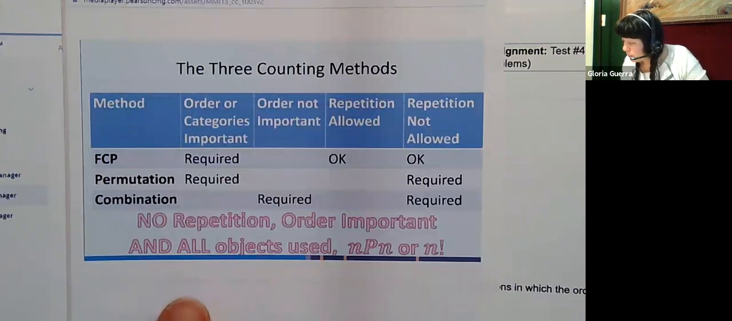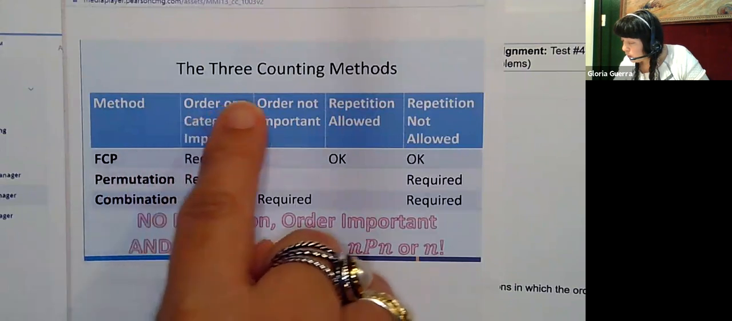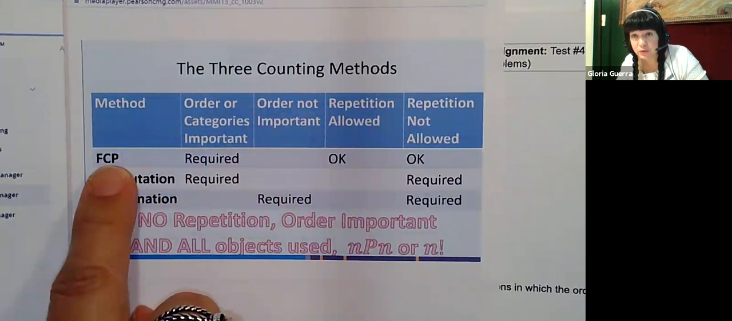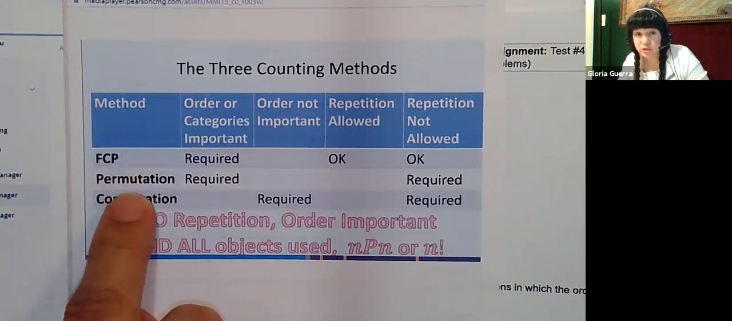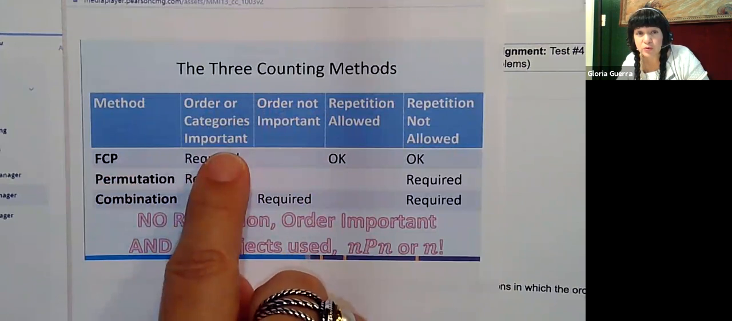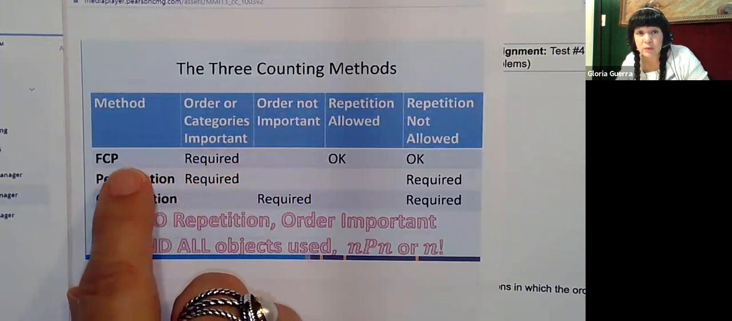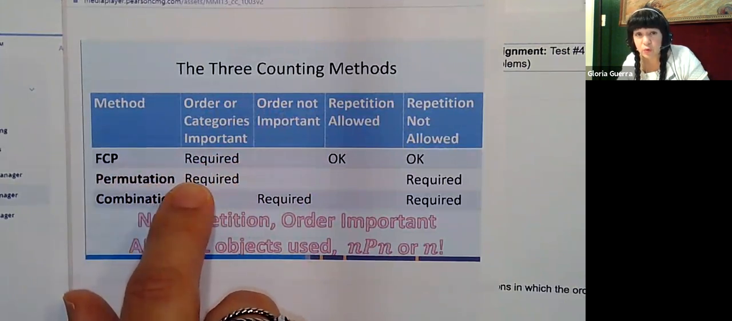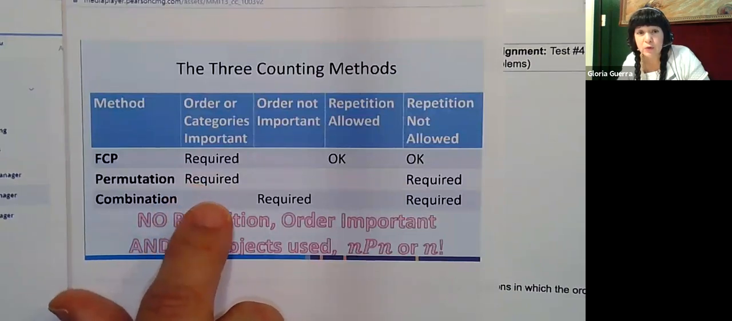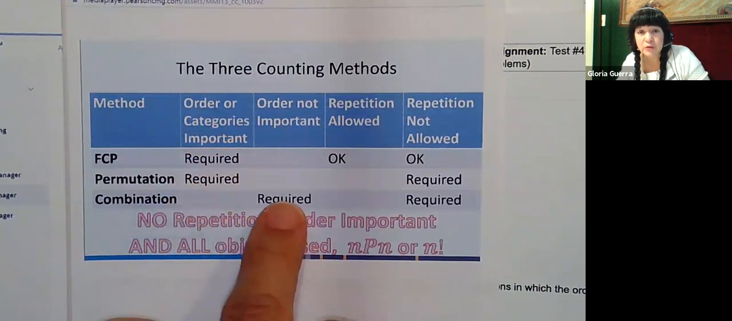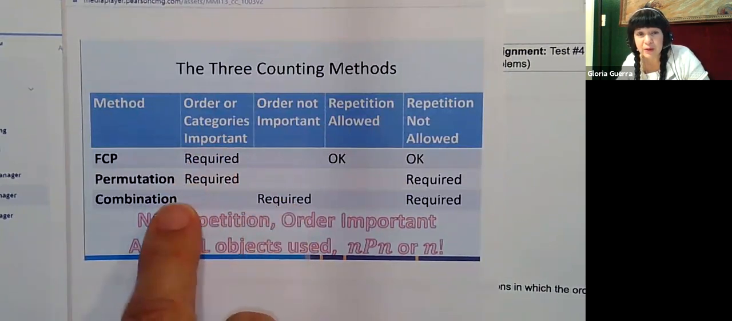And so it says here the 3 counting methods. This is for the fundamental counting principle, that's what FCP stands for, permutation, combination. It says that when the order is important, you could use the fundamental counting principle, or the permutation requires that order is important. Notice how it's blank here, so you don't want to try to use combination if order is important. That's out of the picture. And that's why for order not important, they have combination.